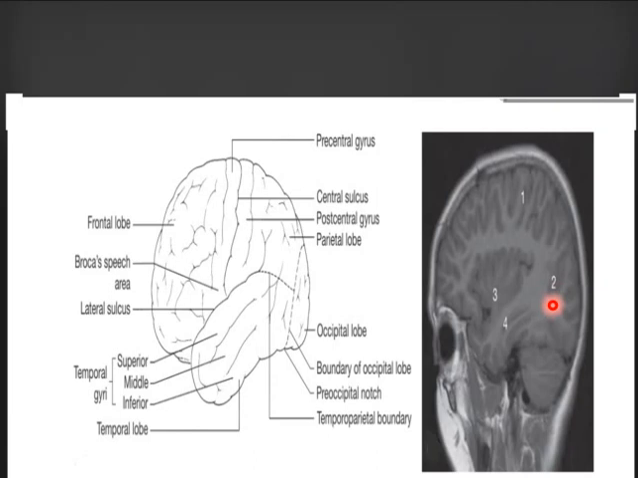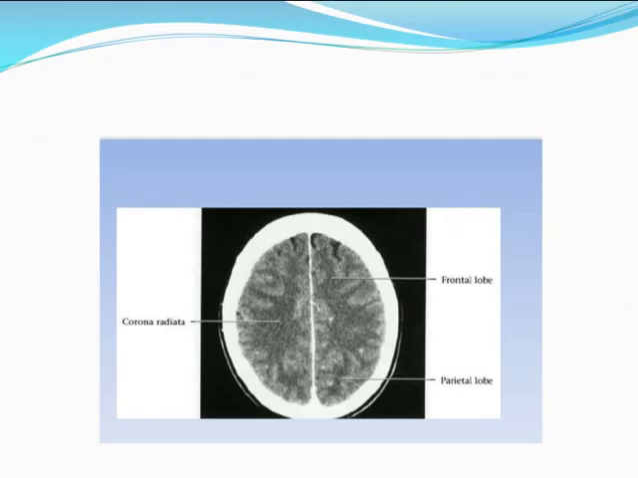The parieto-occipital sulcus, the insula, number three. You definitely cannot see the insula without removing the opercula. The temporal horn of the lateral ventricles and the hippocampus. This is the hippocampus. We'll talk about it later.